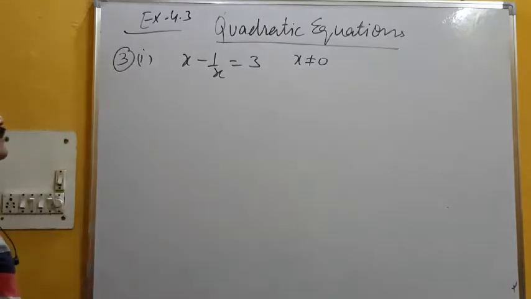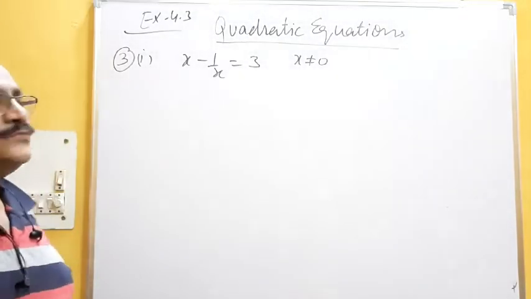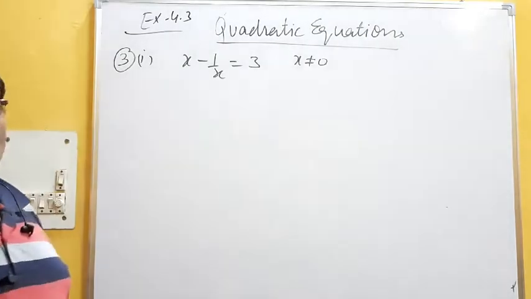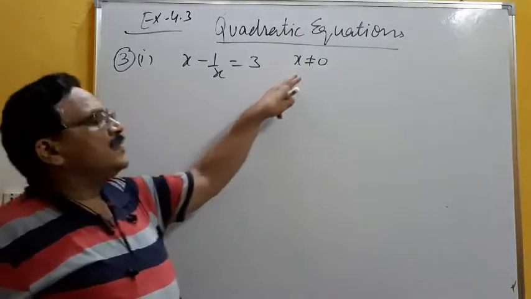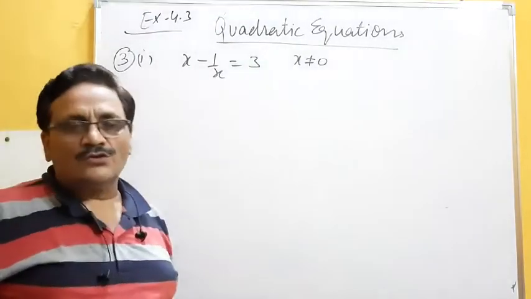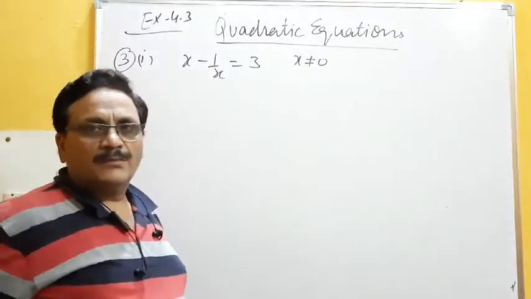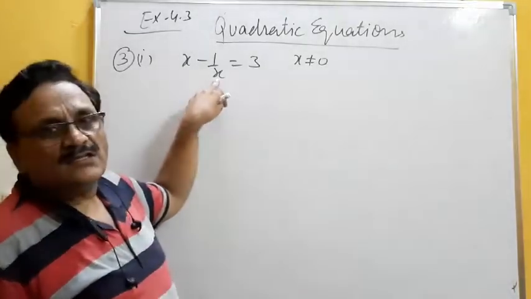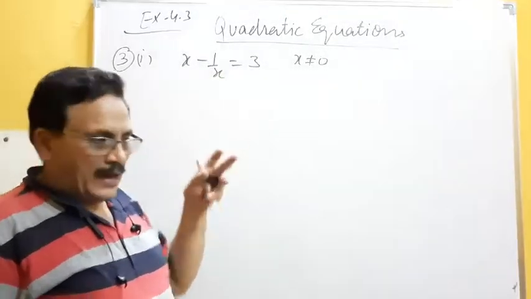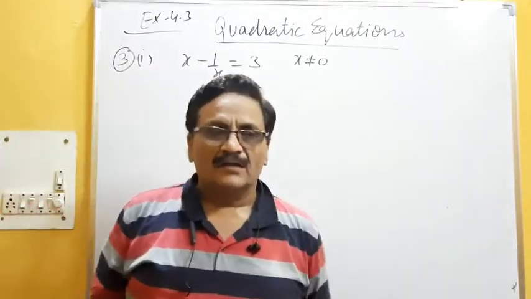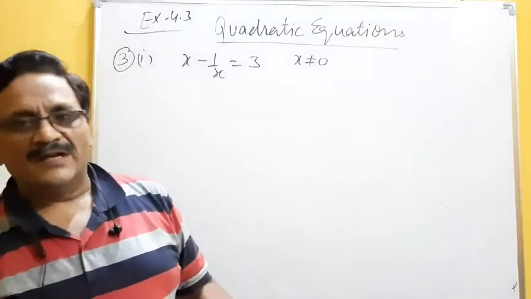Okay. Now see question number 3, first part. x minus 1 upon x is equal to 3, x not equal to 0. This is given in the question, and it is only to show you that if the answer is coming x equal to 0, you will reject it because it will not be accepted. Reason is what? If I put x as 0, so 1 upon 0, a number divided by 0 is considered infinity, undefined. Any number you divide by 0 is undefined.